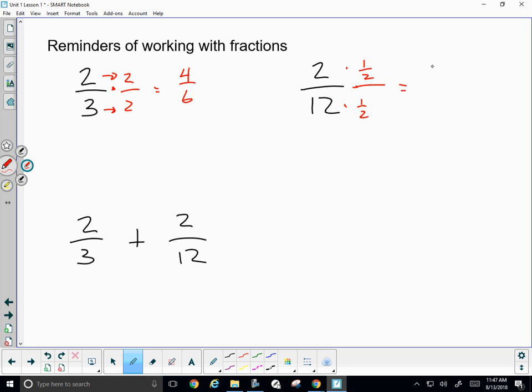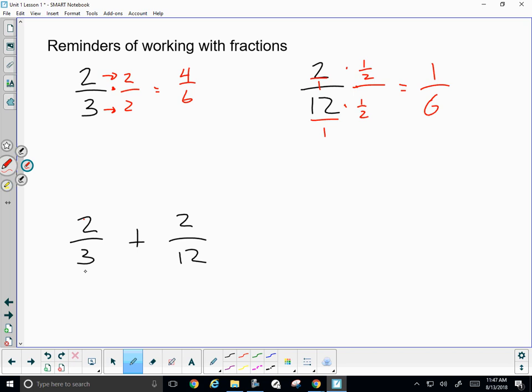2 times 1/2 ends up being 2 over 2. That's like 2 over 1 times 1 over 2, 2 over 2, which is 1. And then 12 times 1/2, 12 over 1 times 1 over 2, that's 12 over 2, that's 6. So all of a sudden I just took two different looking fractions, and I just manipulated them by multiplying them by a version of 1. Multiplying by 1 does not change things. This helps us to be able to add fractions together.